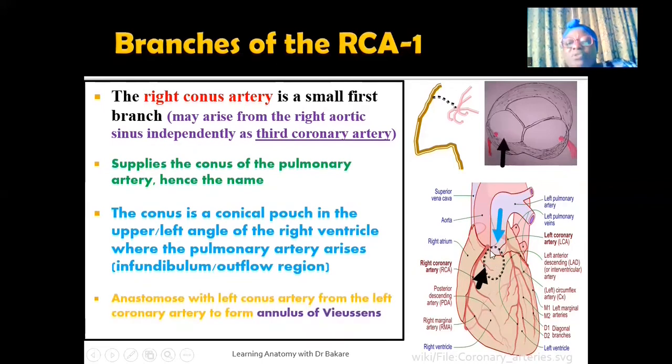And this right conus artery, because we say it's right, definitely we will be having the left that will emerge from the left coronary artery. So it will be waiting for the branch from the left conus artery that emerges from the left coronary artery for it to form an anastomosis with. This is the kind of configuration presented when the left conus artery comes and forms an anastomosis with the right conus artery, and this is called the annulus of Vieussens. So this is another fact that is good for us to highlight.